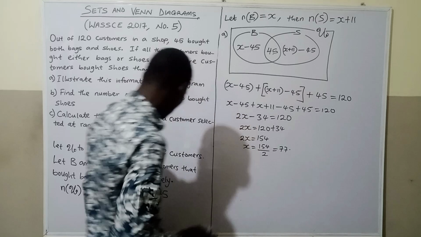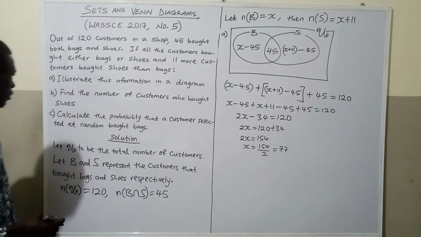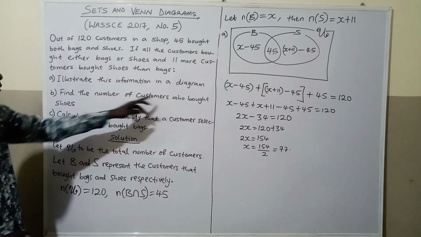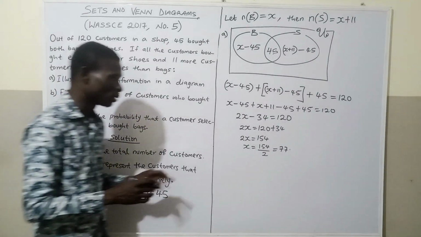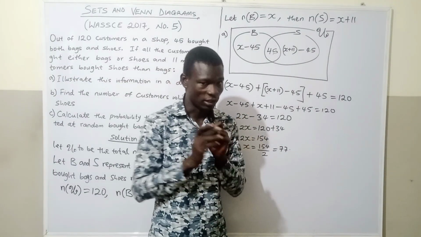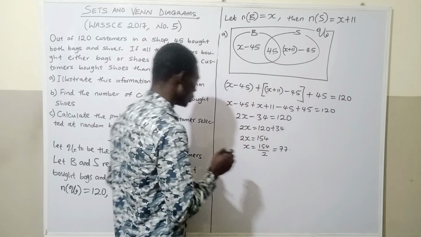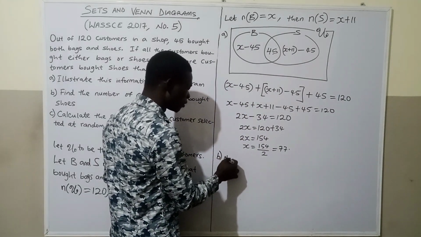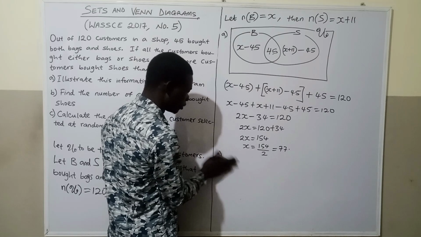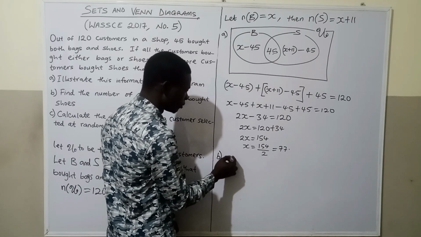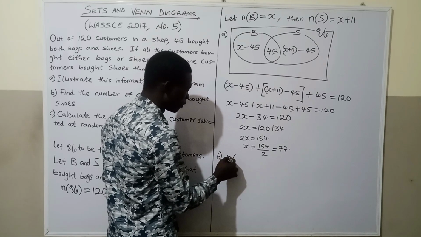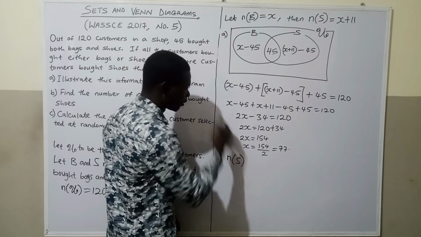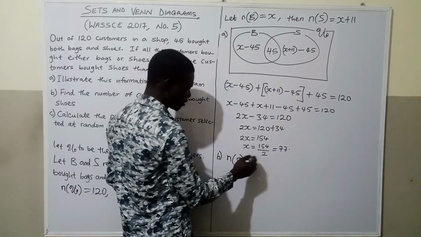That's the first thing. Now for us to proceed to the second question asked of us. The second question says, find the number of customers who bought shoes. They did not say customers who bought shoes only. They say number of customers who bought shoes. So what's going to be the number of customers who bought shoes? Put it in set notation form: number of customers who bought shoes is number of S generally, since it's not S only.